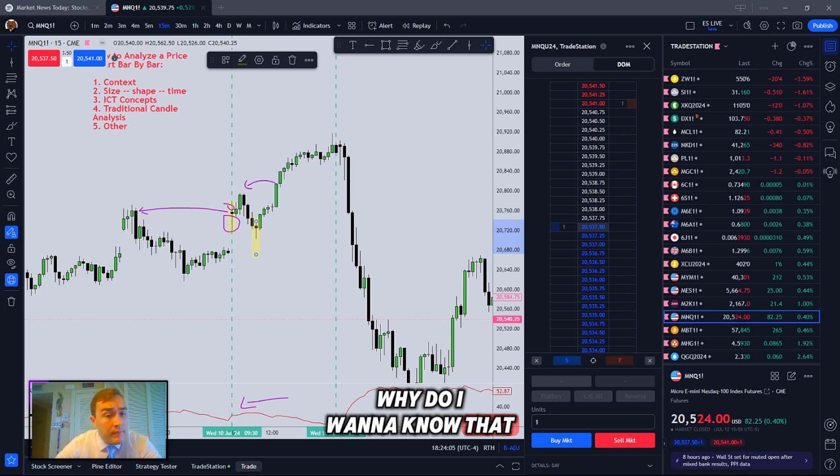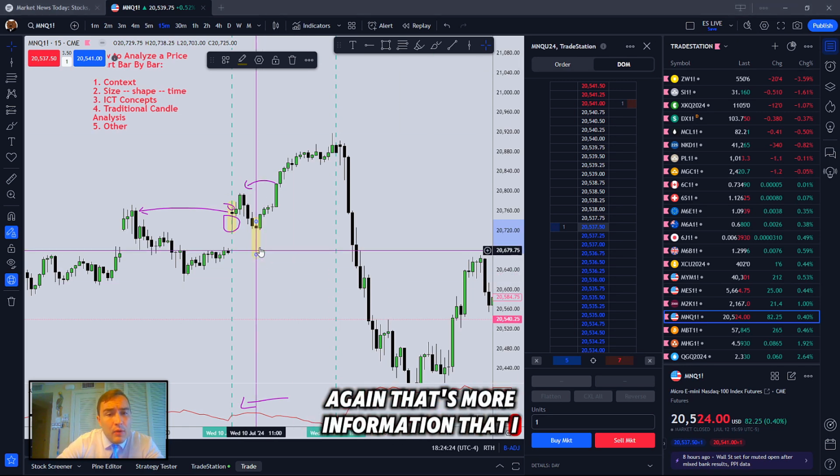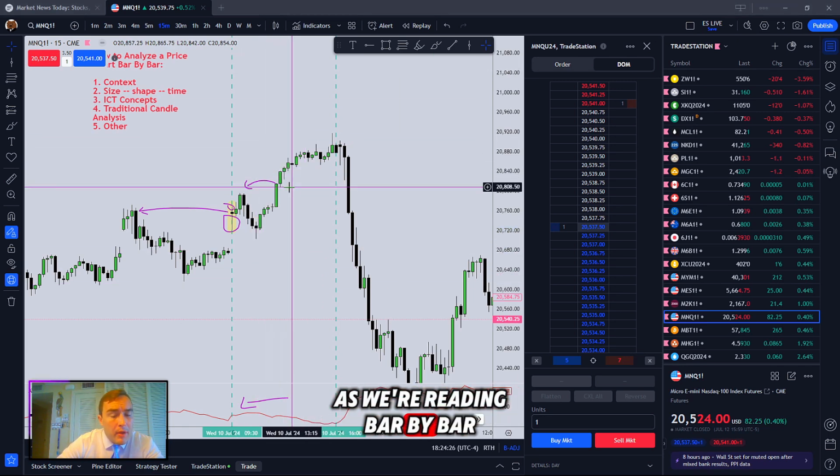Why do I want to know that information? Well, number one, if the market's going to continue to move in that direction, I want to know if I can draw a standard deviation or a measured move. What does a measured move look like? Number two, I want to get an idea of, hey, maybe the market might turtle soup. It might reject that new low. So again, that's more information that I want to know as we're reading bar by bar.